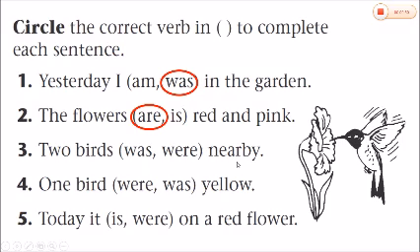Two birds. Was or were nearby? I think was. Two birds. Is the subject one or more than one? More than one. So, if it's more than one, do we take was or were? We take were. One bird. Were or was yellow? Was. Excellent. Today, it is or were on a red flower? It is. Thank you.